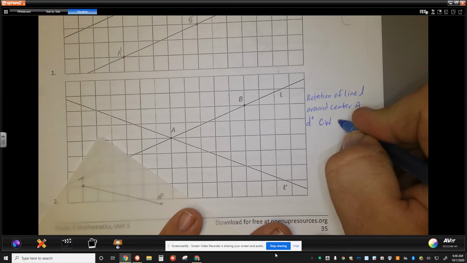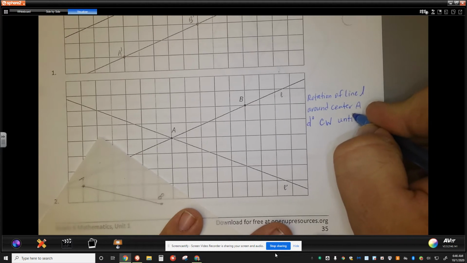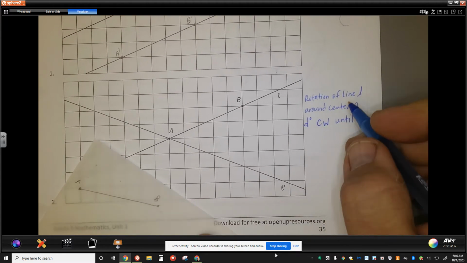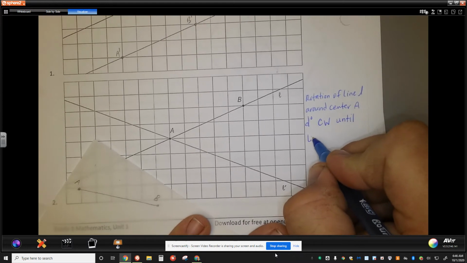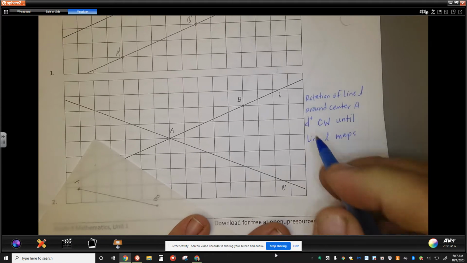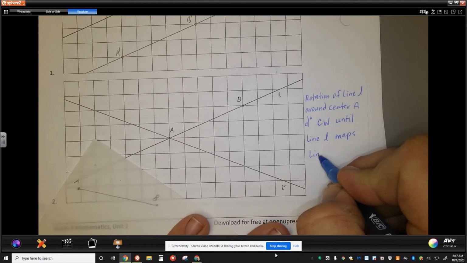And I'm going to use one major word here, until. That is how long it's going to go on. Until line L maps or snaps to line L prime.